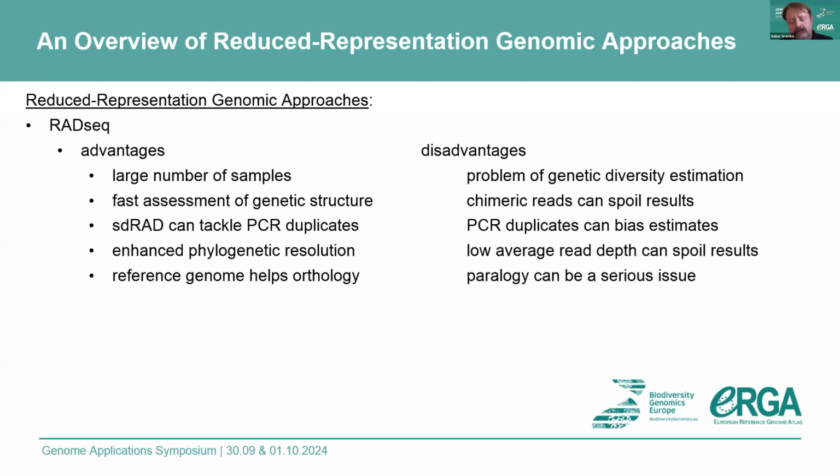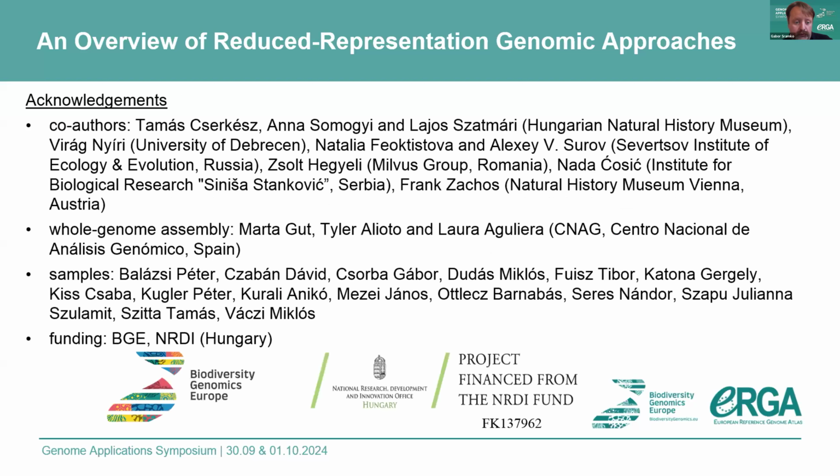Nevertheless, there are problems. There are always problems. I think it's a very big problem that there is no standardized way of measuring genetic diversity with RADseq and reduced representation in general. Chimeric reads can make problems. PCR duplicates can really bias the allele frequencies. Of course, if we don't have enough read depth, that can spoil anything, but I think that applies everywhere in next generation sequencing based genomics. And of course, paralogy can be a serious issue, especially when we have to de novo reconstruct the RAD loci. So this is the end of my talk.